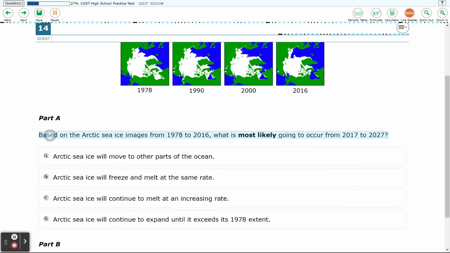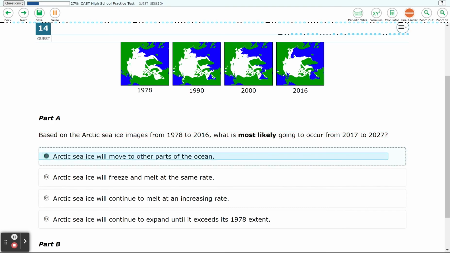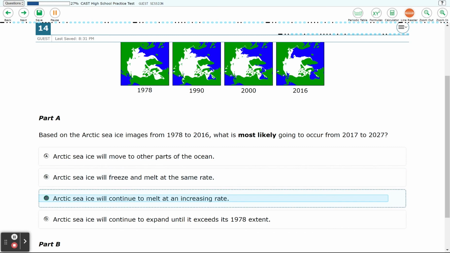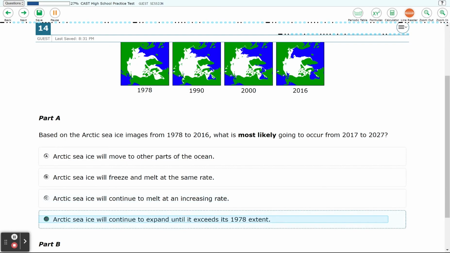Part A. Based on the Arctic sea ice images from 1978 to 2016, what is most likely going to occur from 2017 to 2027? A. Arctic sea ice will move to other parts of the ocean. B. Arctic sea ice will freeze and melt at the same rate. C. Arctic sea ice will continue to melt at an increasing rate. D. Arctic sea ice will continue to expand until it exceeds its 1974 extent. Go ahead and mark your answer now.